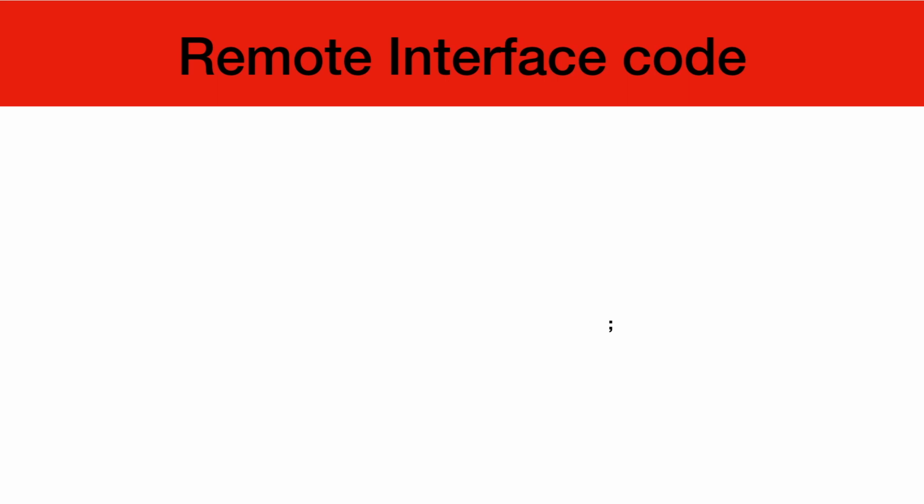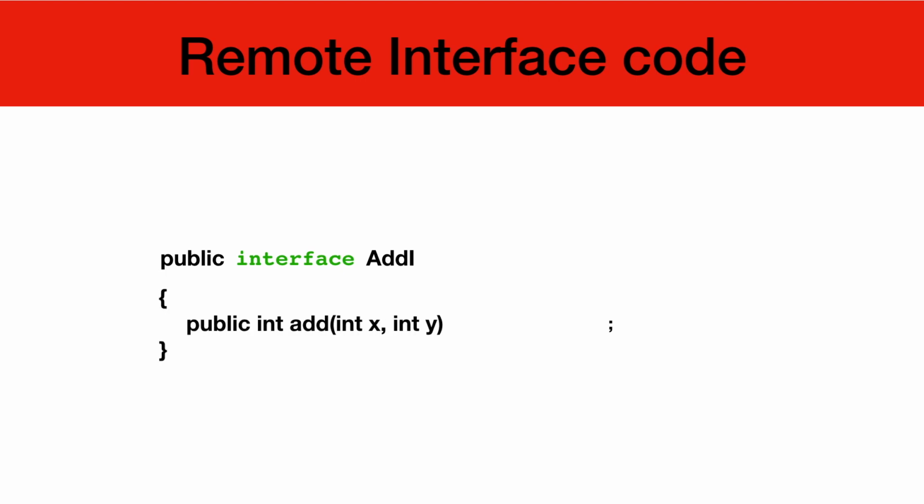Now let's create a remote interface, which is basically a Java file. The interface keyword represents an interface, and let's give it a name, addI, and make it public. And let's give the function declaration for addition, which takes in two parameters.